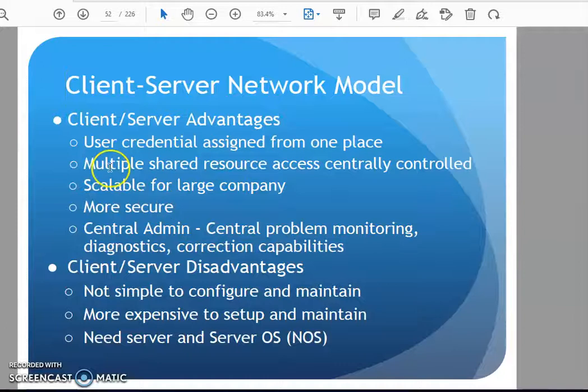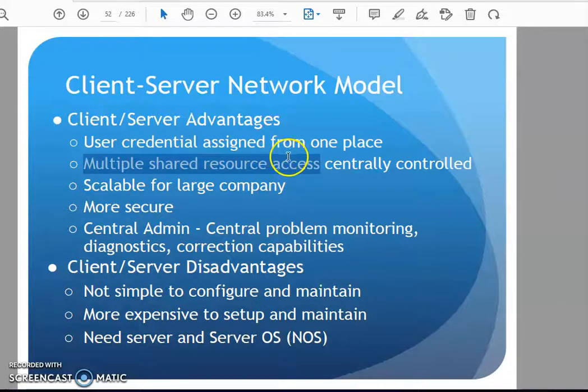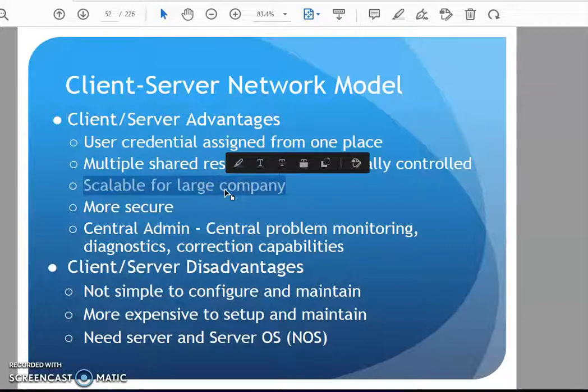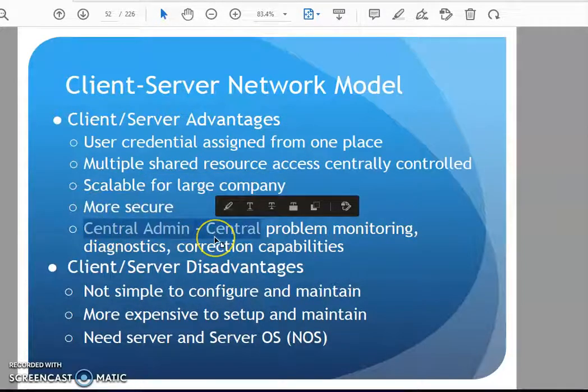So if I look at some advantages and disadvantages, I use the example of a credential assigned from one place. Yes, all my user accounts are managed from one place. I can have shared resources centrally controlled from that one place. It is scalable for a large company. You can handle hundreds to thousands of users and devices. This is much more secure, yes. And I do have that central admin from that server locale, if you will.